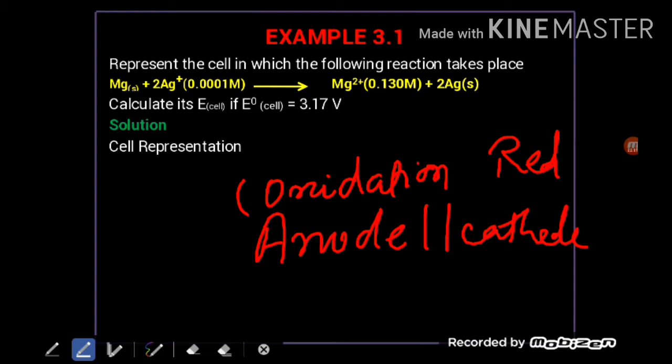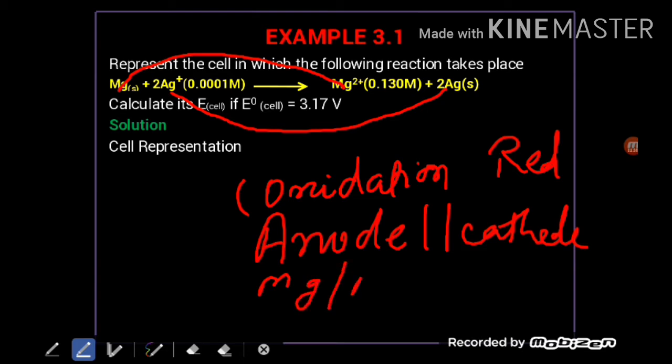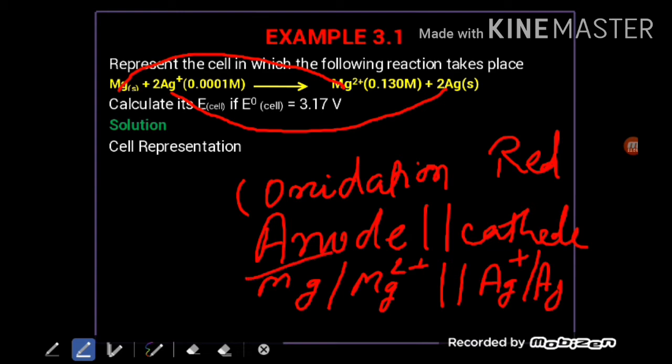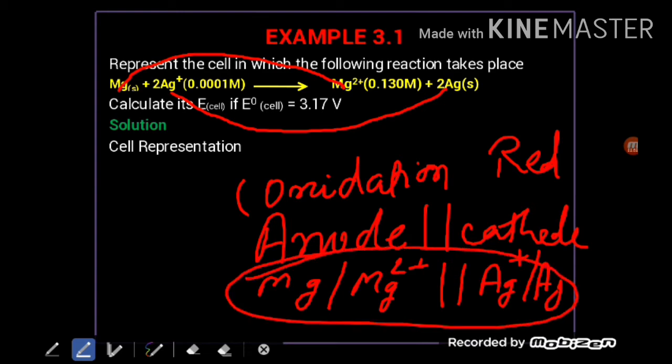So in the equation you can see very clearly that magnesium is undergoing oxidation and the Ag is undergoing reduction. So it is clear that magnesium is the anode and silver is the cathode. Now see, at the anode which type of reaction is taking place? At the anode magnesium is converting into Mg2+. Okay, then vertical lines, then the cathode. So in the cathode Ag+ is converting into Ag. So the representation of the cell will be like this.